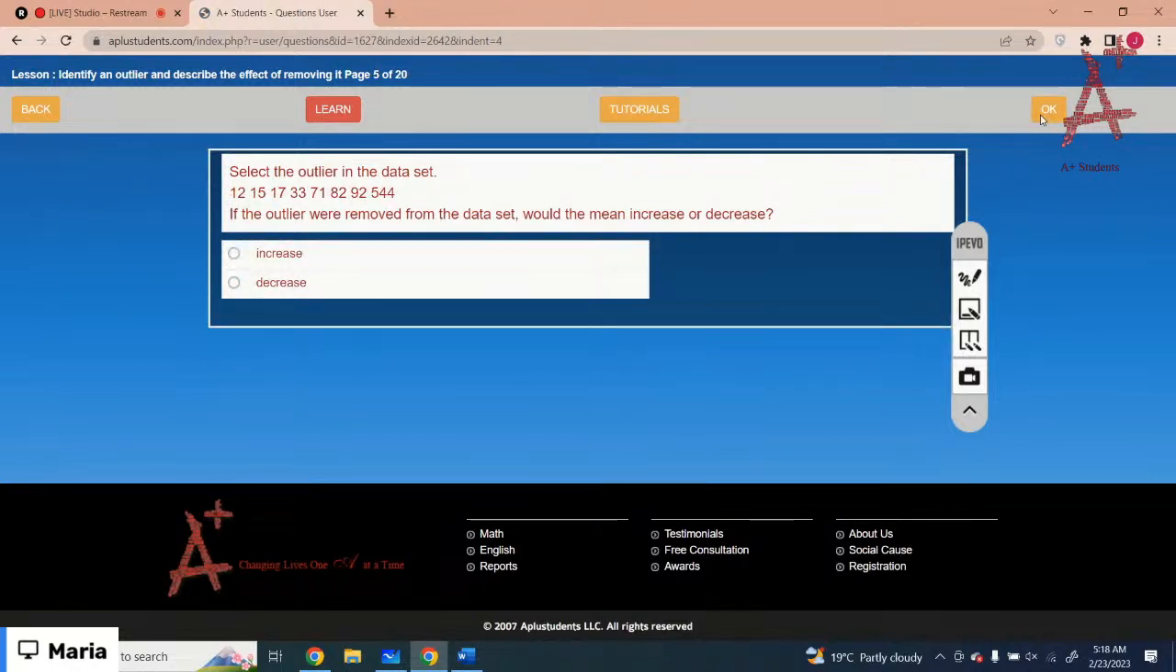Select the outlier in the data. So which is the outlier in the data? Yes, 544 is the outlier. And if you remove a big number, then the mean is decreased. Got it?